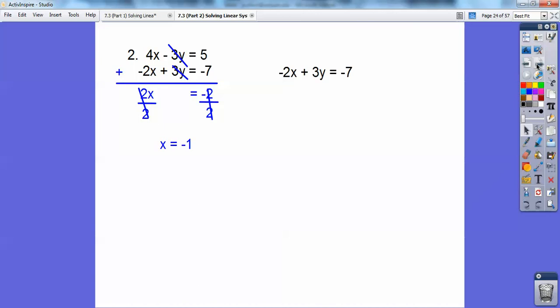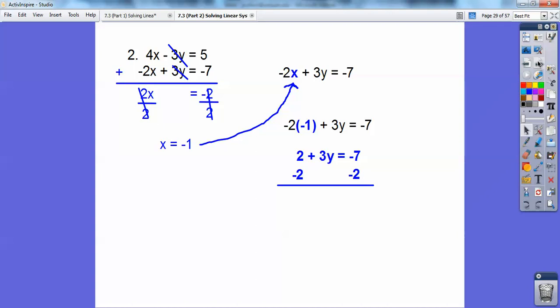And then plug in negative 1. This time I chose the bottom equation, so I'm going to plug in x equals negative 1 right there. It's going to be negative 2 times negative 1. A negative times a negative is a positive, and then I'm going to subtract off 2 on both sides. Now be careful, you guys, a lot of kids are still missing this part. Negative 7 minus 2 more is negative 9. So 3y equals negative 9, so y equals negative 3. So your ordered pair is (-1, -3).